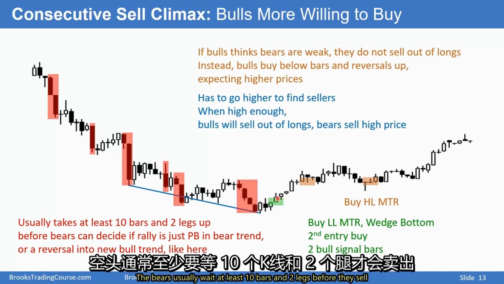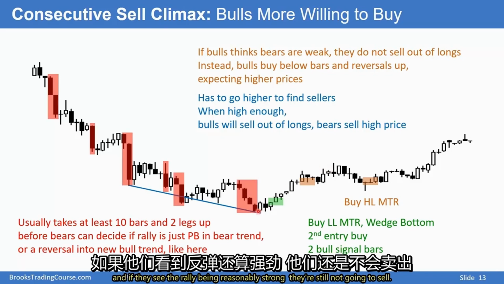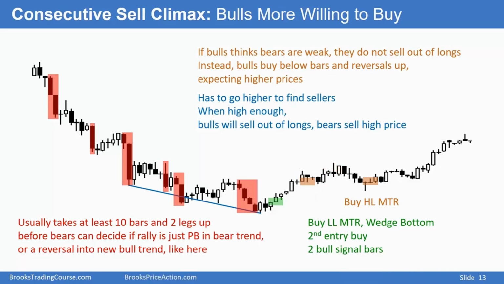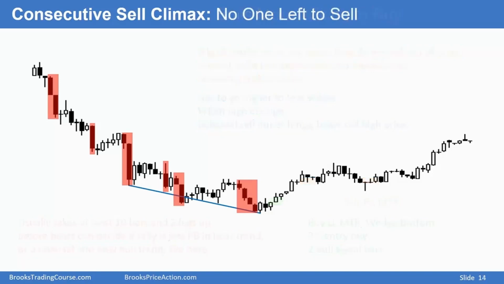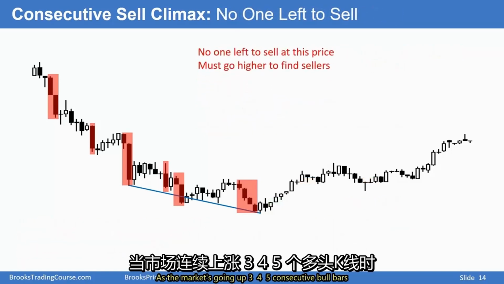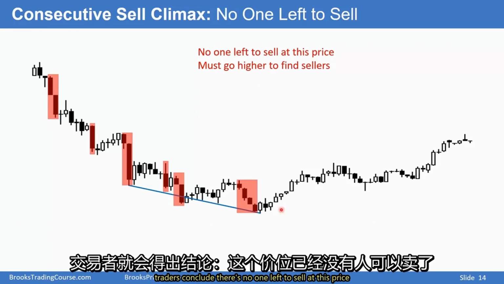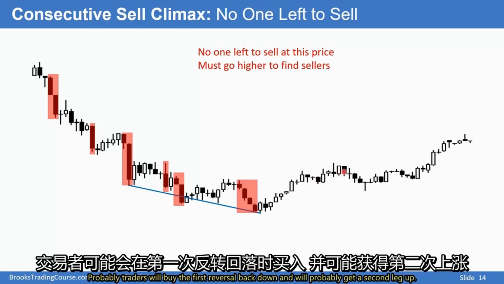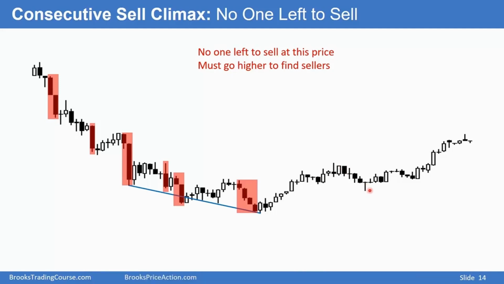The bears usually wait at least 10 bars and 2 legs before they sell, and if they see the rally being reasonably strong, they're still not going to sell. They'll assume that the market has to go higher. As the market's going up 3, 4, 5 consecutive bull bars, traders conclude there's no one left to sell at this price, and it has to go higher to find sellers. Will there be sellers here? Very tight bull channel. Probably traders will buy the first reversal back down and will probably get a second leg up.